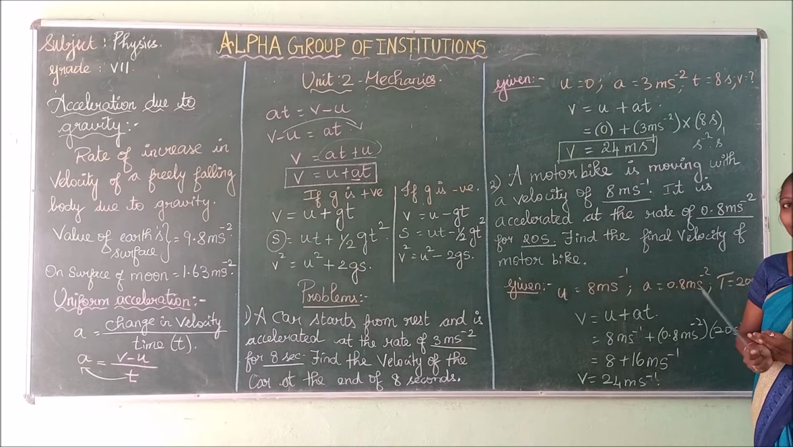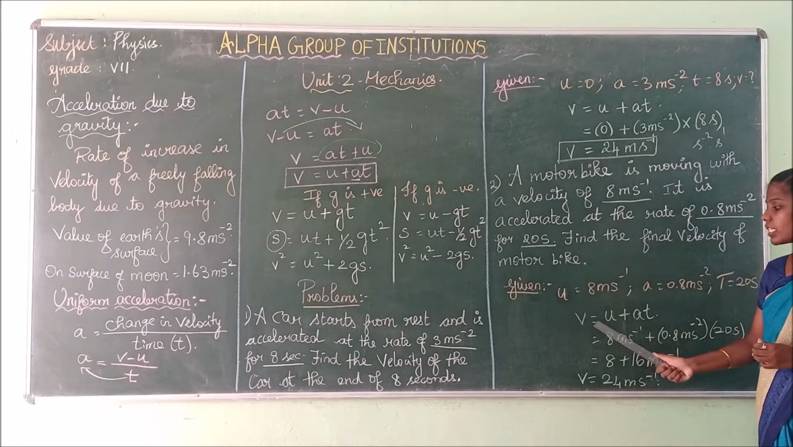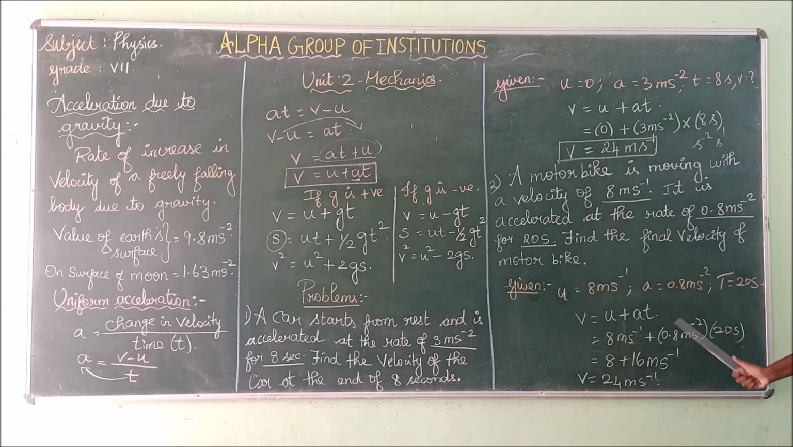The formula to calculate final velocity is V is equal to U plus AT. Hence U is the initial velocity. The value for initial velocity given here is 8 meter second power minus 1. Substitute all the values in the formula and hence the final answer is V is equal to 24 meter second power minus 1. Yes. Is it clear?